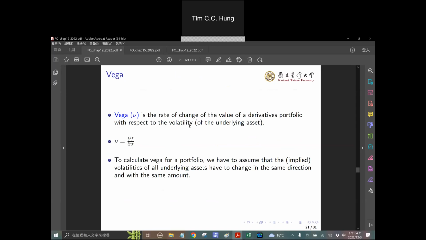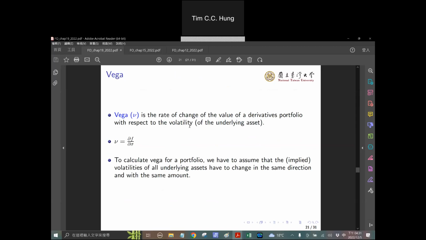So if you want to calculate a Vega for a portfolio, you have to first assume that the volatility of all underlying assets changes in the same direction by the same amount. Suppose you have a portfolio of several call options and several put options on a wide range of different underlying assets. If you are calculating partial Pi, the value of your portfolio, over partial sigma, that partial sigma, the volatility of the underlying assets, has to be the same for all underlying assets, if you are constructing a portfolio with a lot of derivatives on different underlying assets.